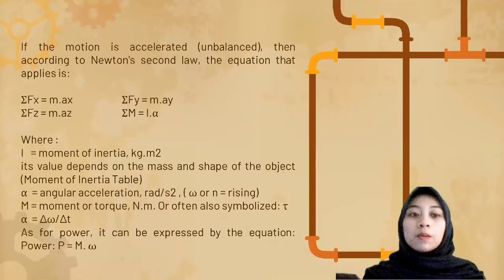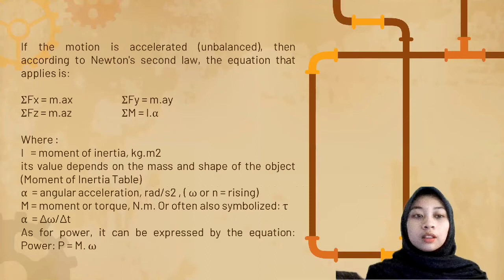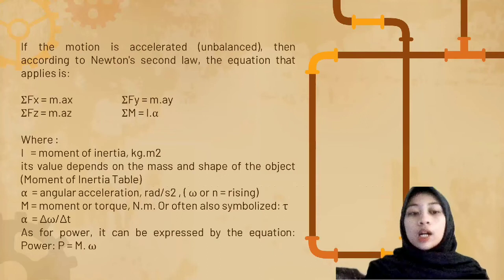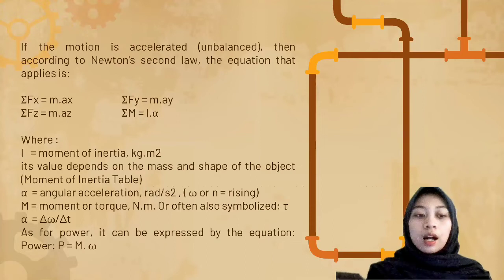Next, if the motion accelerates, then according to Newton's second law, the equations that appear are sigma Fx is max, sigma Fy is may, sigma Fz is maz, sigma M is I alpha, where I is moment of inertia, alpha is angular acceleration, M is moment or torque, and power is moment times omega.